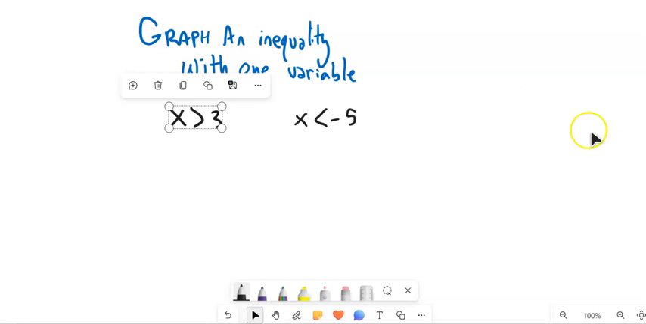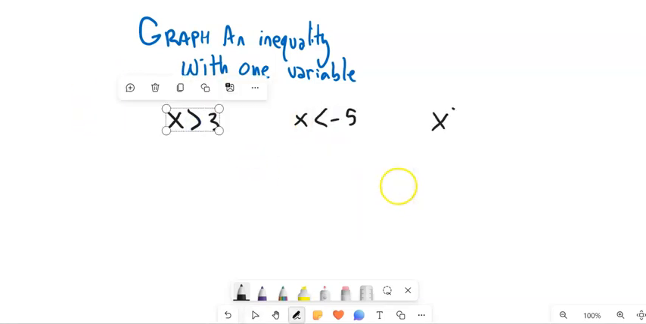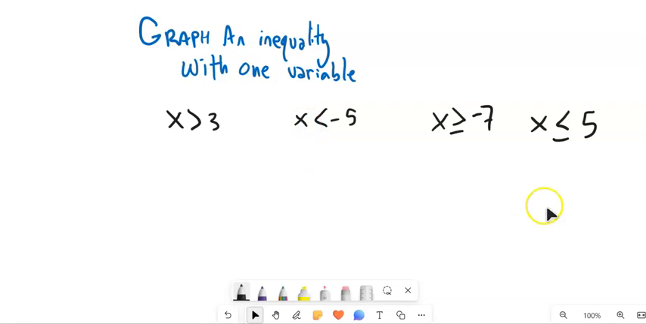And I could also have some statements where it's not just strictly greater than and not just strictly less than. I could have things like x is greater than or equal to -7. Let's just make this -7. Or x is less than or equal to 5, say. Something like that. So notice each of these are talking about a relationship between x and a number.